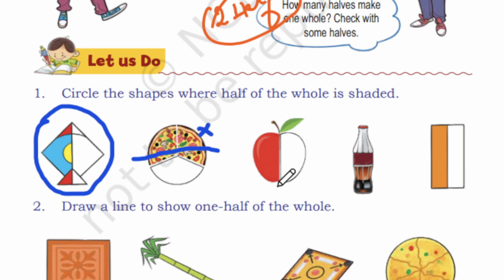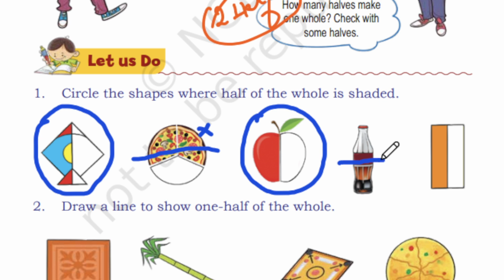And look at this apple. It's divided into half and they have shaded the half portion. So you have to circle. Again, this is a bottle. So this is the half of the bottle. So they did not shade the half of the portion. This is a little extra. So again, I'm going to give a cross mark. This one is a rectangle shaped bar and they have shaded the half of the portion. So we're going to circle.